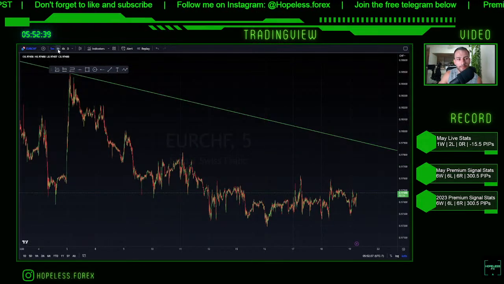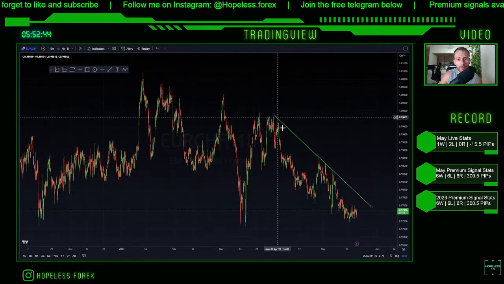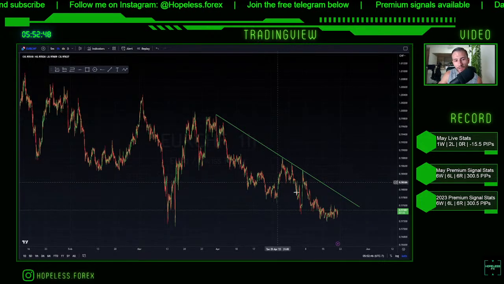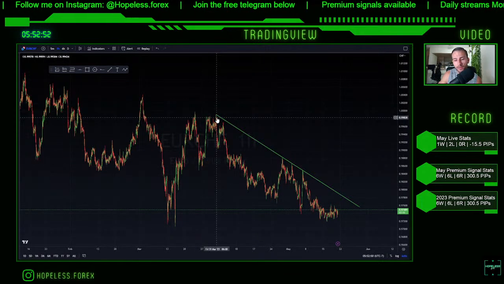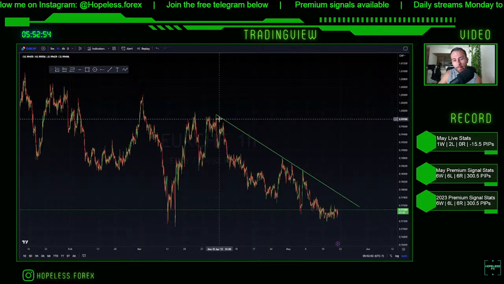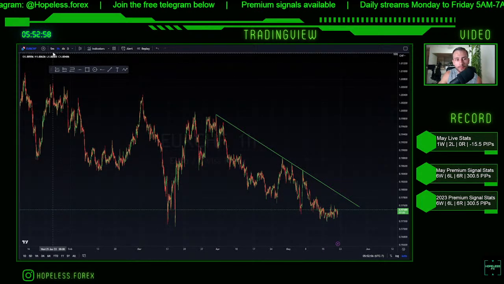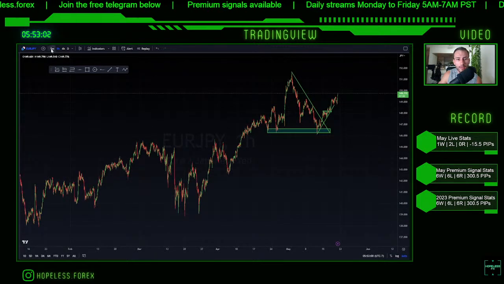EURCHF, 5 minutes just going sideways. Hourly, we have a bit of a descending trend line, suggesting some bearish price action since start of April. Can't say I see a whole lot here to trade. Next up, EURJPY.